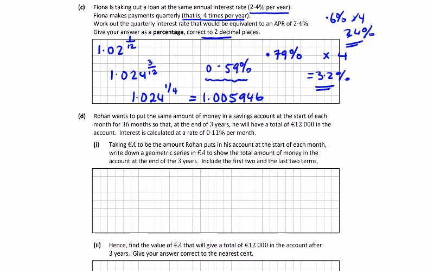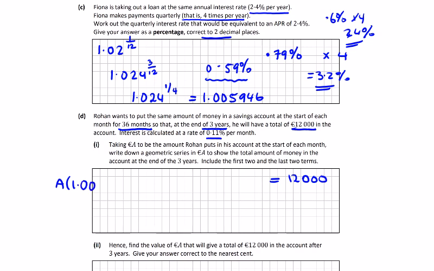Rohan wants to put the same amount of money into a savings account. We have 36 payments. So at the end of 3 years, we have a series here that's going to add to 12,000. So what are we asked to do? Taking A as the amount that he's investing. So the first payment will be A by 1 point 0.11% per month. We have 36 of these months.